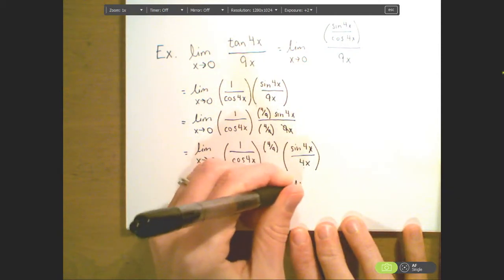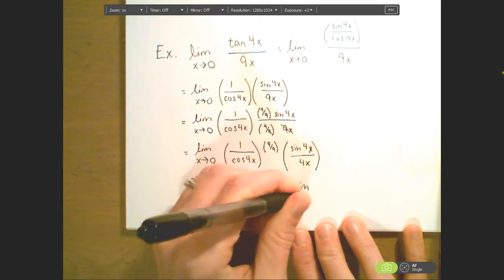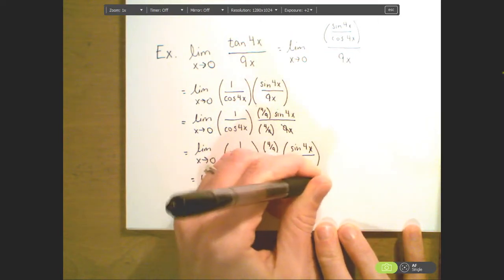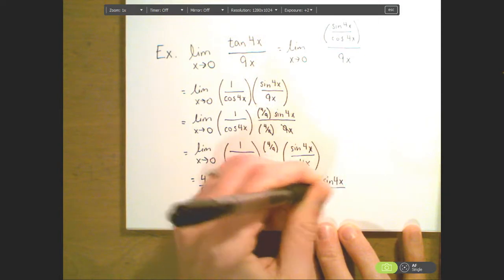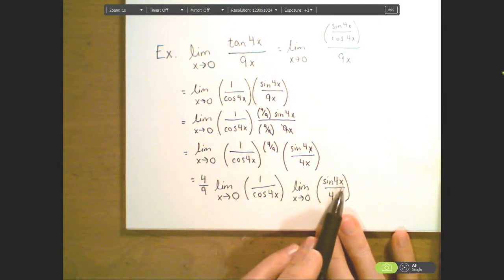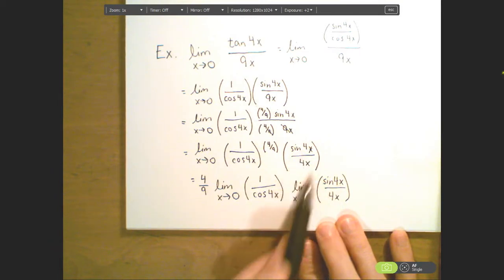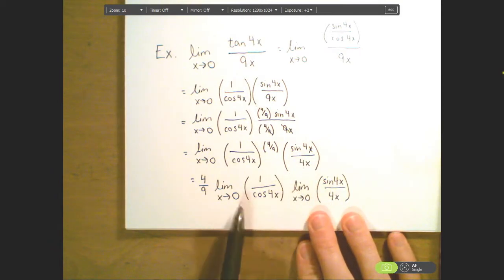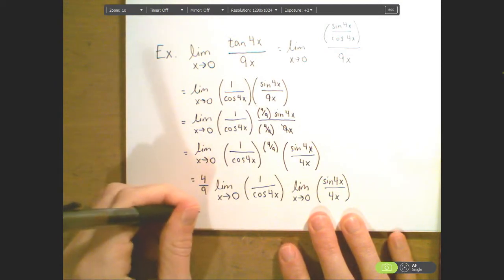Maybe I'll write it out. Times the limit as x approaches 0 of sine of 4x over 4x. By our change of variable, letting 4x equal theta, we know that this limit is equal to 1. This limit is equal to 1 as well, and we're left with just the 4/9.